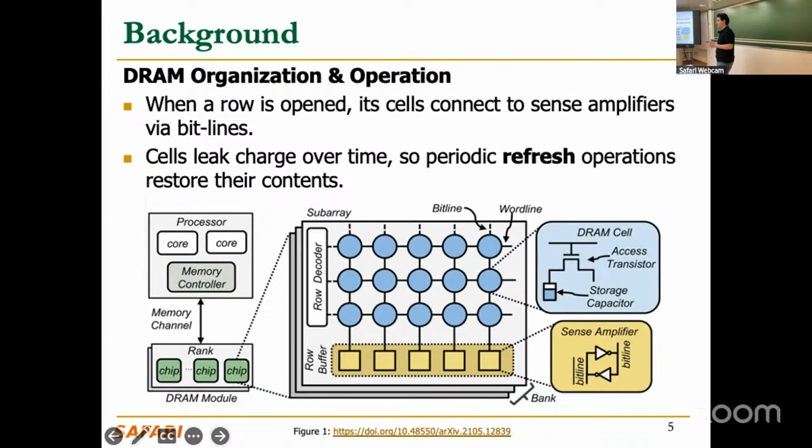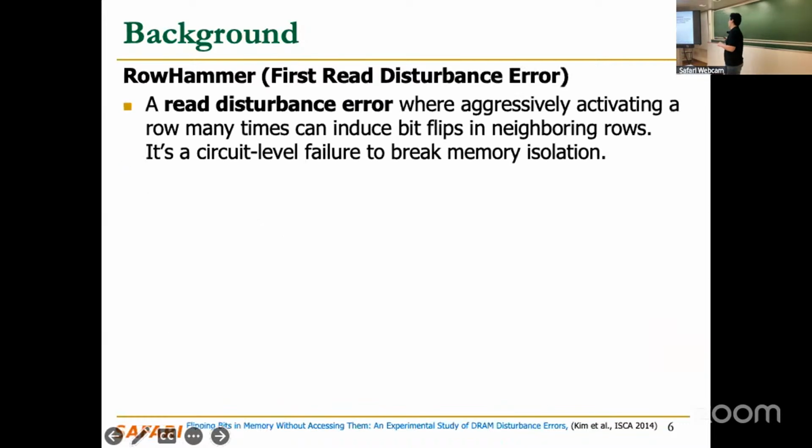Because of this operation, as well as DRAM cells' current architecture, these cells can leak charge over time, so we require periodic refresh operations to restore their contents. As such, we also have read disturbance errors. I would like to talk about the first one, RowHammer. As we all know by now, RowHammer is a read disturbance error, where activating a row so many times in a quick span of time can induce bit flips in a neighboring row.